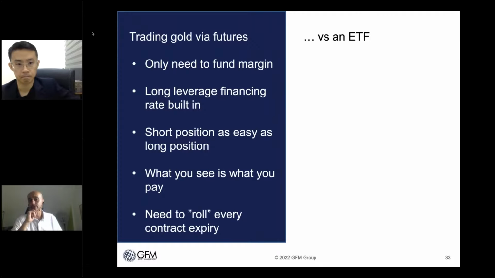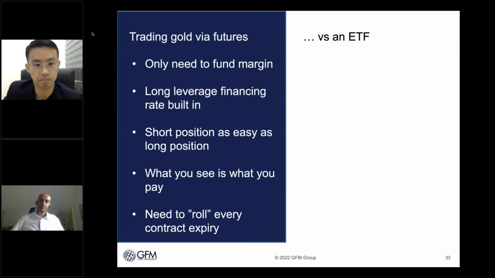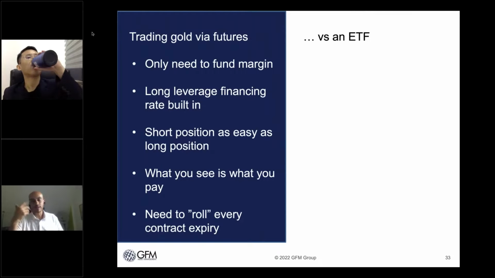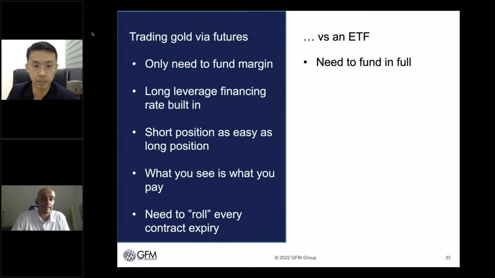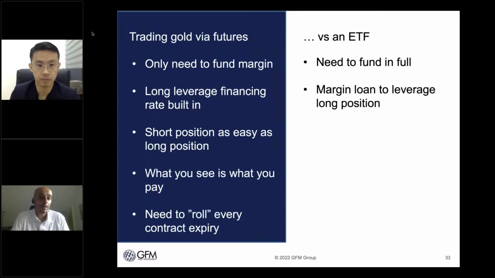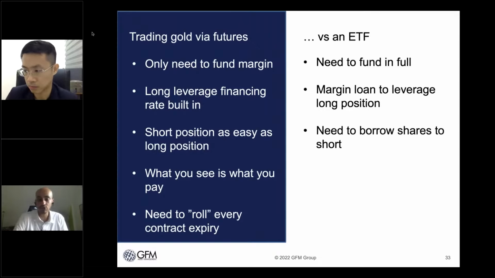Now, one thing though, if you're looking to have a permanent allocation to gold, if you're looking to stash gold away for 100 years, futures are not right for you, because you need to roll them every time your contract expires, usually every 3 months or so. So really not good if you're looking to have a 10-year allocation to gold. In that case, you want to have an ETF or maybe even just physical bars that you put in a vault. When you buy an ETF, you need to fund it in full. If you're going to buy $17,000 of gold ETFs, you need to buy $17,000. If you want to leverage it up, you need a margin loan and you need to pay margin interest rates on it. If you want to short an ETF, you need to borrow the shares and pay margin interest on your short.